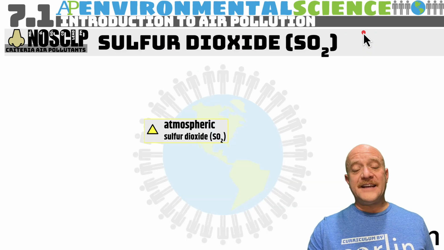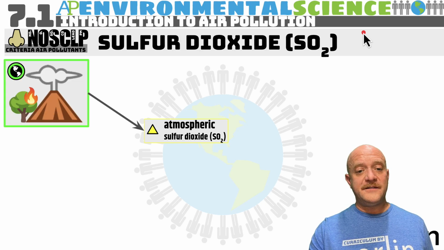Now, sulfur dioxide, or SO2, is another one of the criteria air pollutants. Naturally, it can come from forest fires, from any sort of organic material that is combusted.